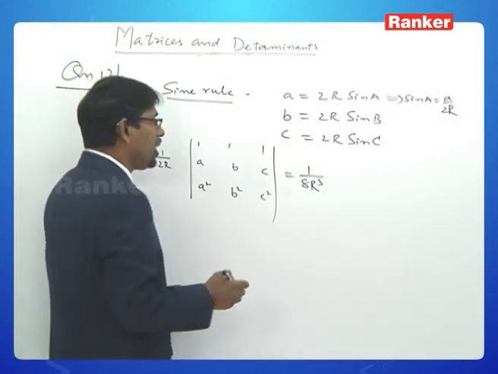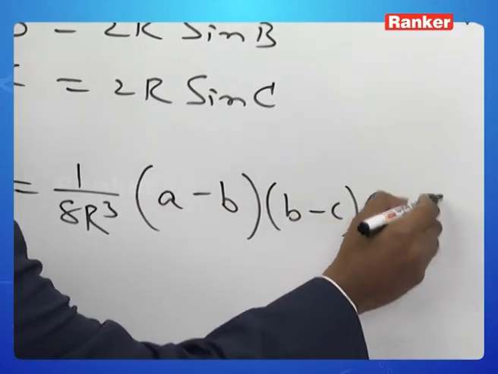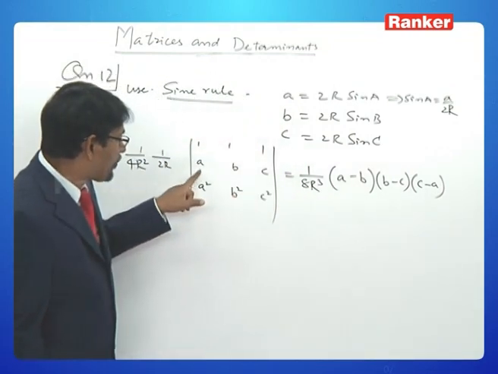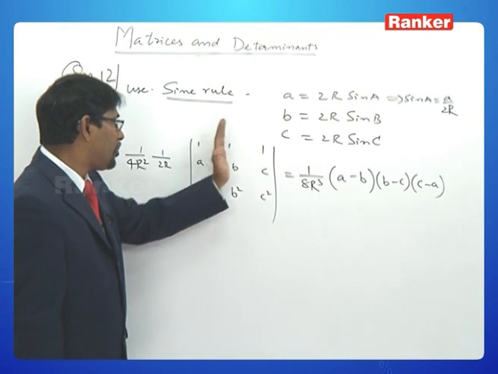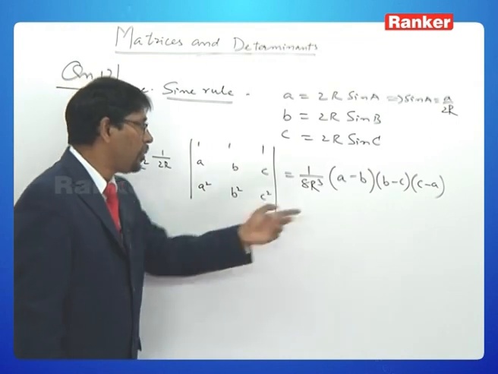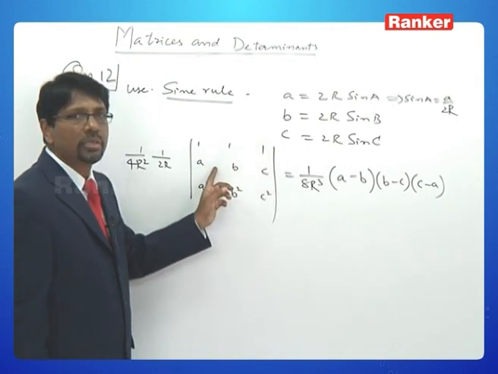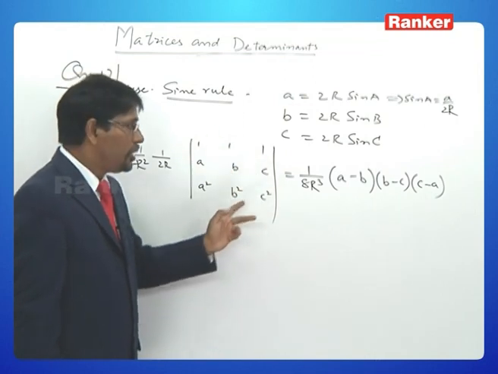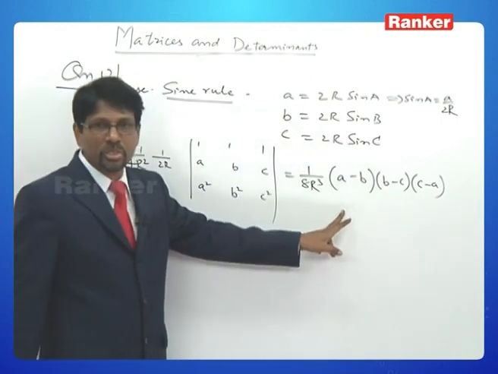(a minus b) into (b minus c) into (c minus a). Now how do you verify it? It's a simple thing to verify here. Look at this. If I put a equal to b, the first column and second column become identical. That means by putting a equal to b, the determinant must be 0, which means a minus b would be a factor. Similarly, if I put b equal to c, I would have got the second and third column to be same, which means that the determinant has to be 0. So b minus c must have been a factor. Similarly, c minus a. So it's clear that it should be in this form.